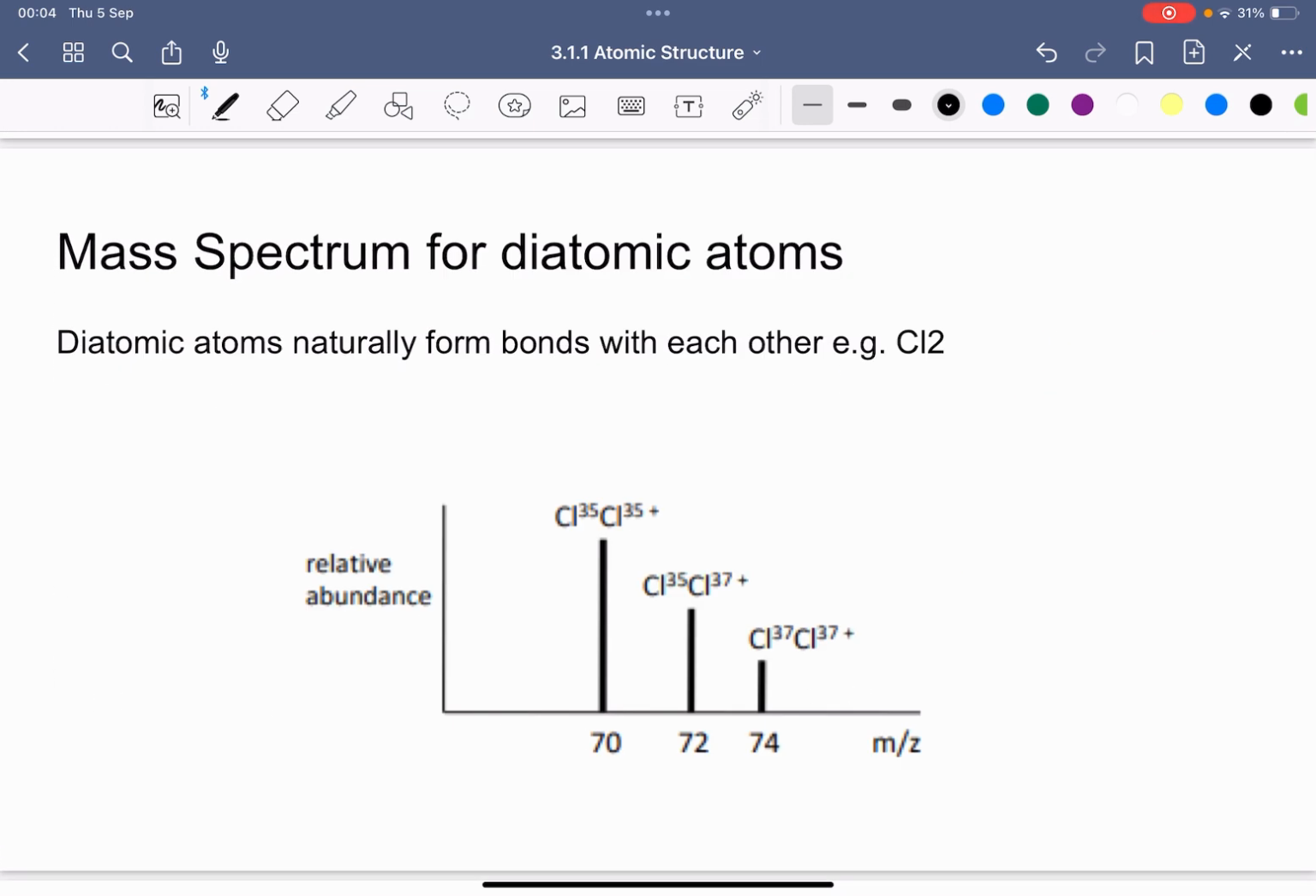Now, diatomic atoms normally form bonds with each other, so if you have something like chlorine 35, you'd expect to look at around 70, 72, 74, because of the different combinations you can have.